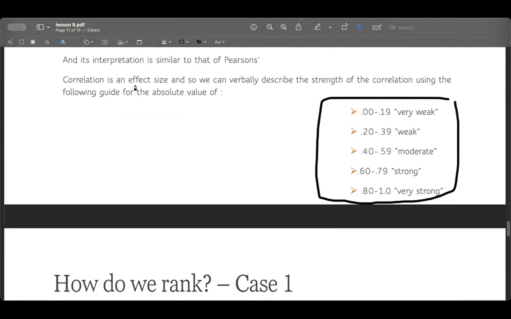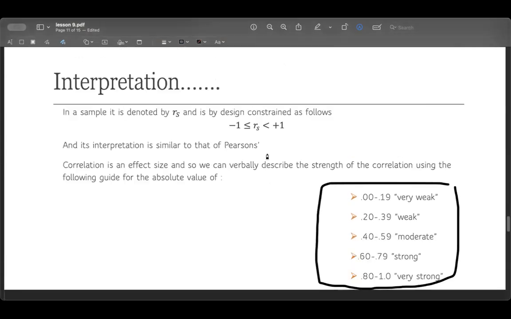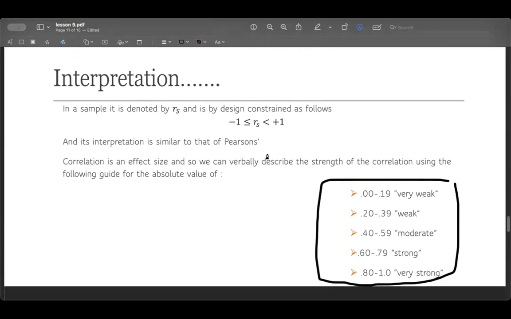This one is for the correlation effect. Correlation is an effect size, and so we can verbally describe the strength of correlation using the definition or explanation for the correlation coefficients, and its interpretation is similar to that of Pearson's. Okay. So in a sample, it is denoted by RS and is by design constrained as follows.